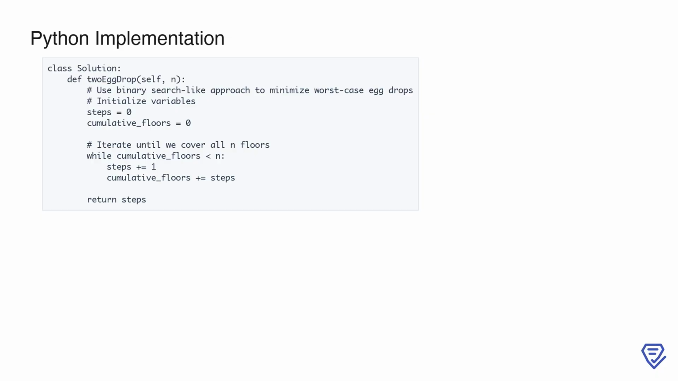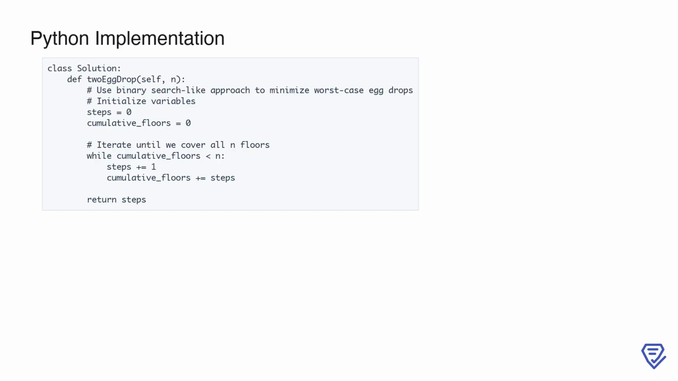2. While loop. The loop continues until the cumulative_floors, total floors tested so far, is greater than or equal to n, the total number of floors in the building. In each iteration, steps is incremented by 1, representing the next floor to test. Cumulative_floors is updated by adding steps to it. This represents testing the next batch of floors in the sequence.